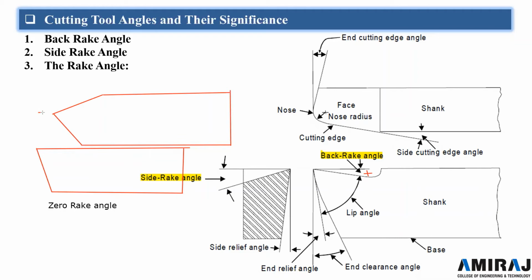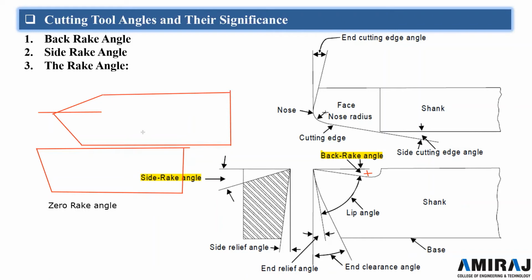So this is the horizontal face and the angle is in this way. Okay, so this is the negative rake angle tool. The negative rake angle has the advantage that it withstands more. As we provide more rake angle, positive rake angle, this portion becomes very sharp, and due to that the tool becomes weak. But in negative rake angle, the strength of the tool increases.